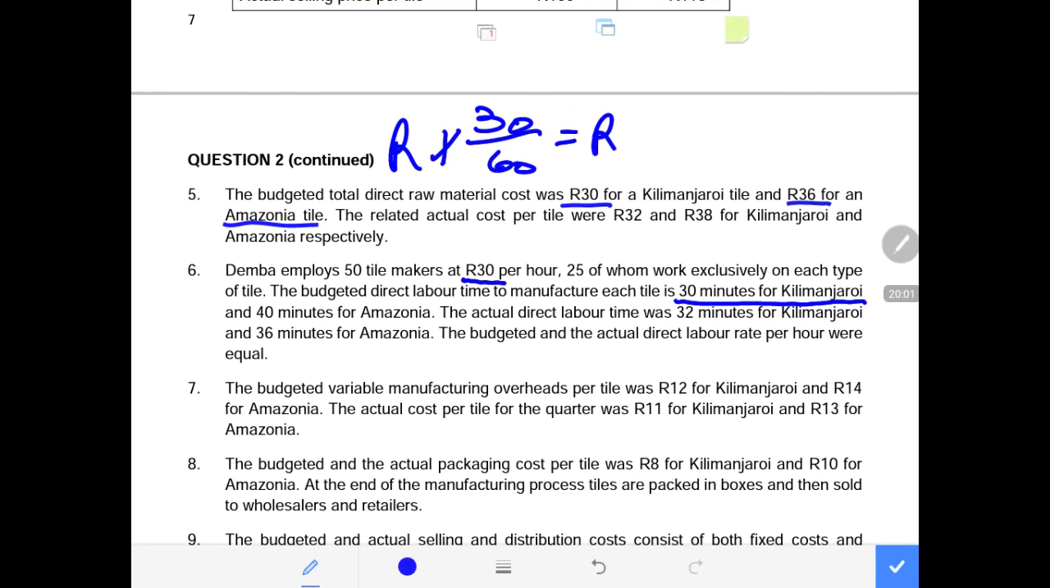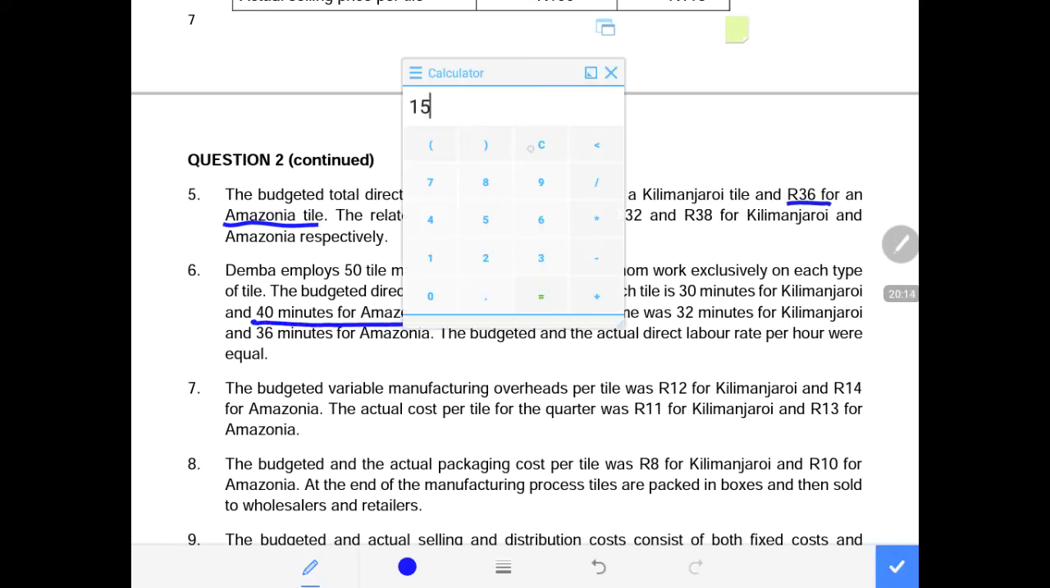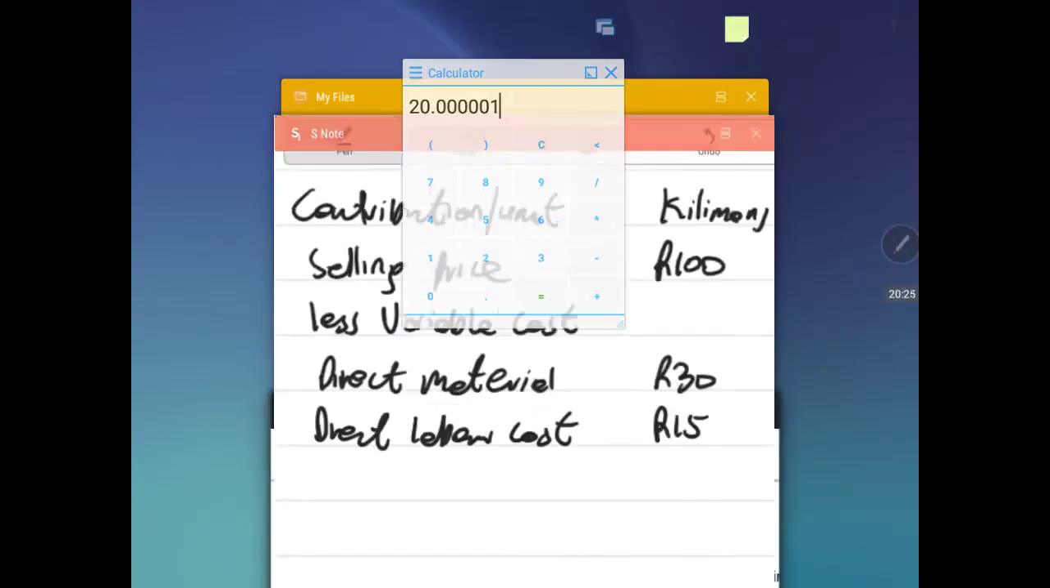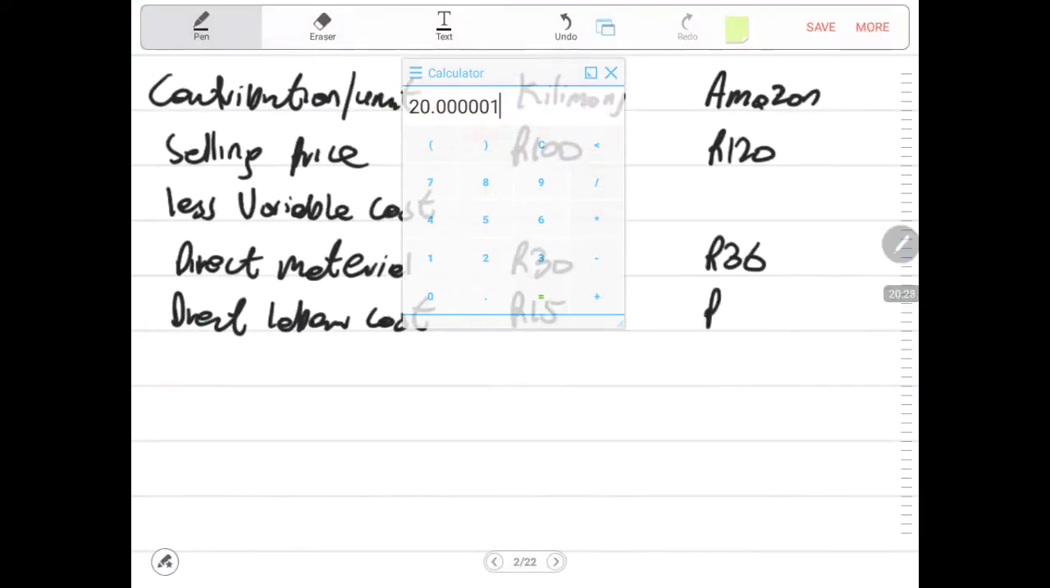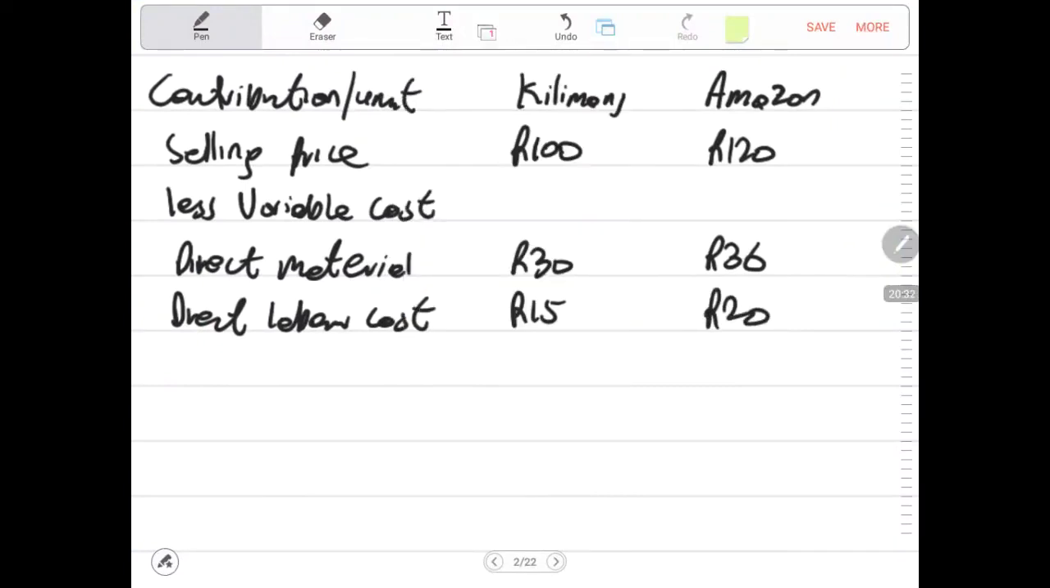Let us look at the number of minutes that it took for the second product to be completed. We can see that they took 40 minutes to complete Amazonia in terms of budgeted time. So now we say 40 minutes divided by 60 minutes, it means they took 0.66 hours. Multiply this by the rate per hour so that we get the cost of labor per unit. Therefore, this gives us an amount of 20 rands.